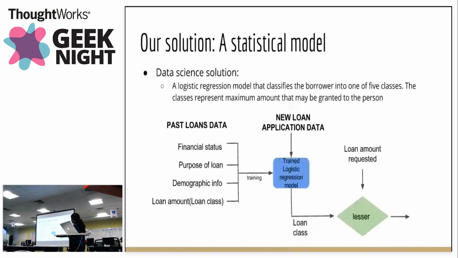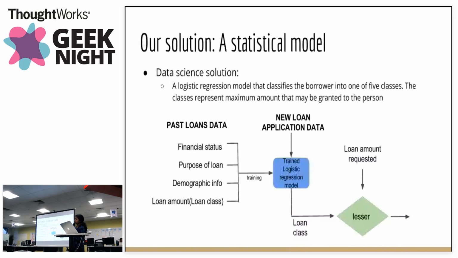So what we had in place was logistic regression. It basically gives you probabilities, right? Probabilities for falling into each of these classes. And what we did is we summed them up.